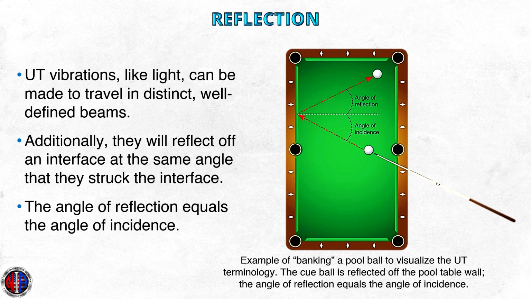A good way to look at this is to visualize the game of billiards. If needing to bank a shot, that is, have it rebound off one wall of the table before hitting the pocket, it is generally known that the cue ball will bounce or reflect at the same angle at which it strikes the bumper. In ultrasonic terms, the angle of reflection equals the angle of incidence.